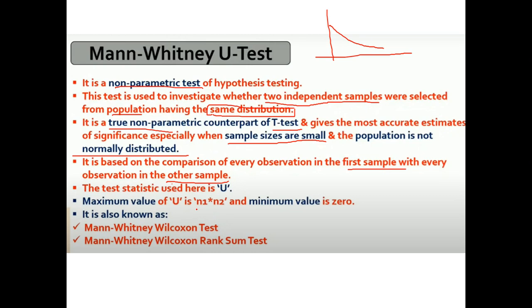The maximum value of U can be n1 into n2, that is, the number of samples in the first group times the number of samples in the second group, and its minimum will be 0 because any of the samples can be 0. In that case also, you can check directly what type of distribution the data we got follows.